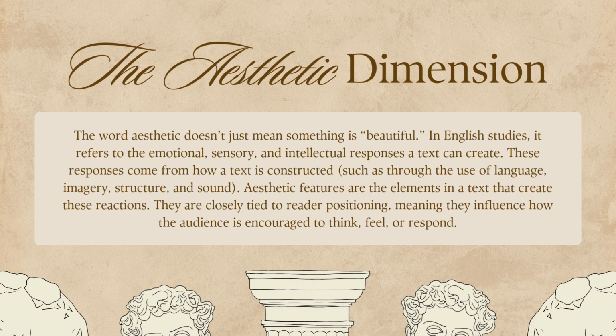The aesthetic dimension. The word aesthetic doesn't just mean something is beautiful. In English studies, it refers to the emotional, sensory, and intellectual responses a text can create. These responses come from how a text is constructed, such as through the use of language, imagery, structure, and sound. Aesthetic features are the elements in a text that create these reactions. They are closely tied to reader positioning, meaning they influence how the audience is encouraged to think, feel, or respond.